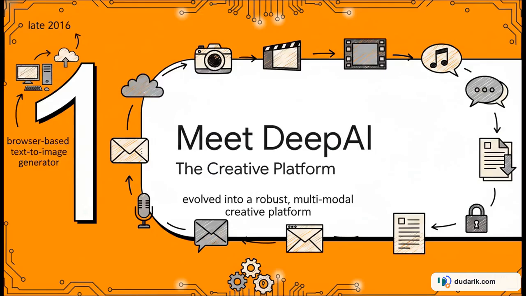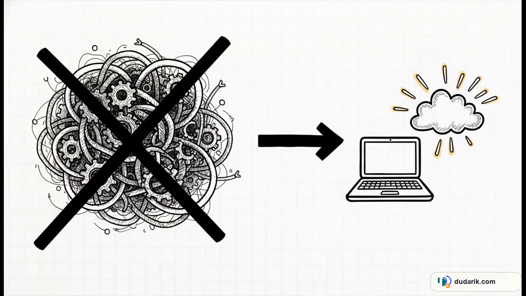Number 1. Meet DeepAI. So, DeepAI has actually been around since 2016, evolving into this really robust, multimodal platform. But honestly, here's what really matters for us as developers: the frictionless setup. You can officially say goodbye to NPM dependency hell. There are no massive, complicated SDKs to install here. It's just straight REST endpoints. You send an HTTP request, you get your result.